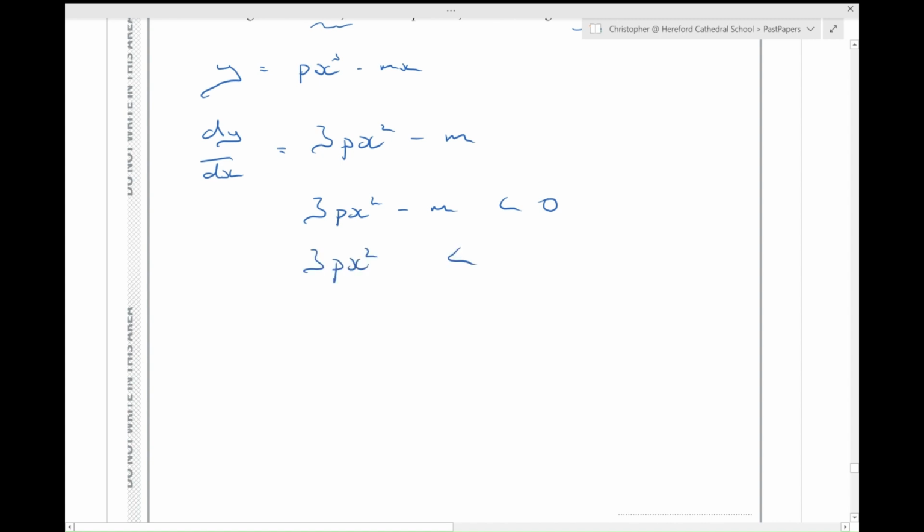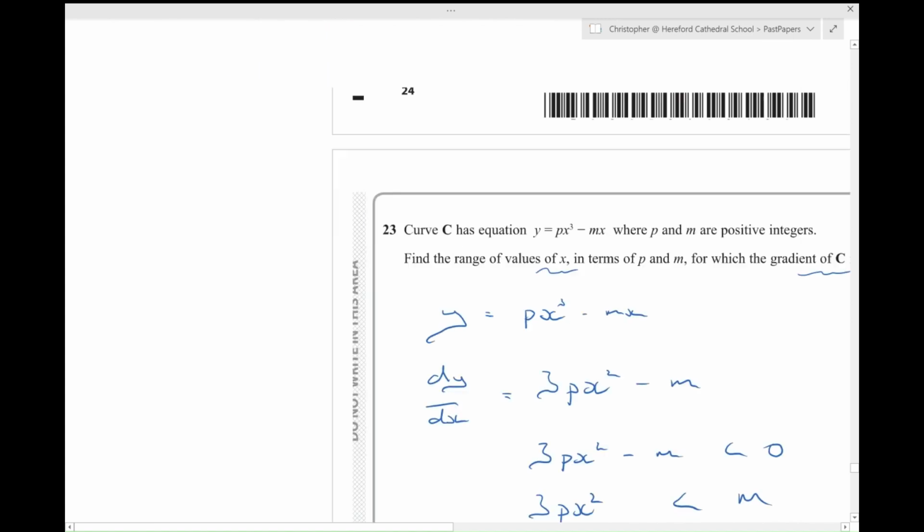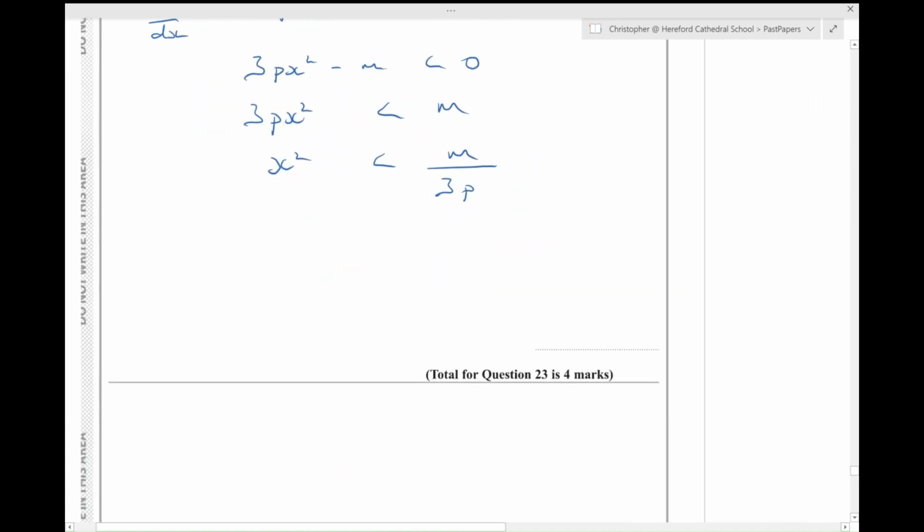Okay, so 3px squared must be less than m. So x squared must be less than m over 3p. So that's going to mean that x has to lie between the negative square root of m over 3p and the positive square root. So that is my solution.